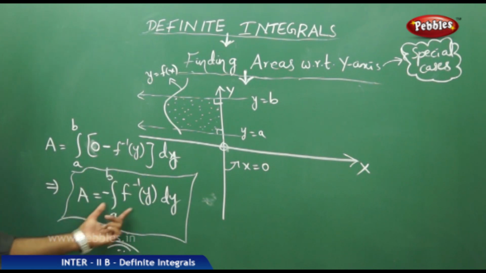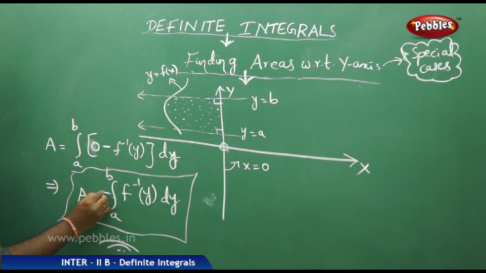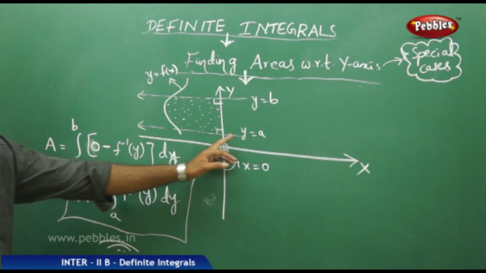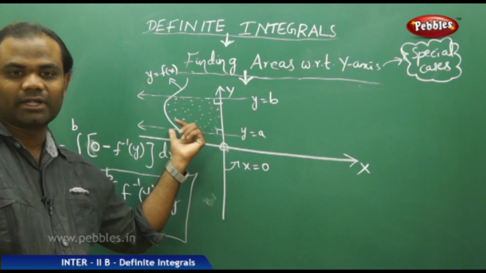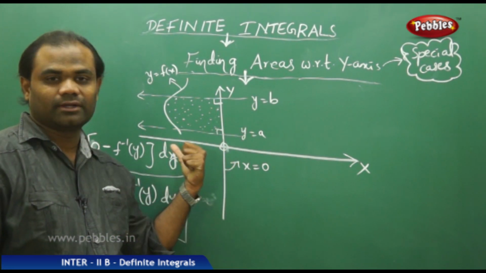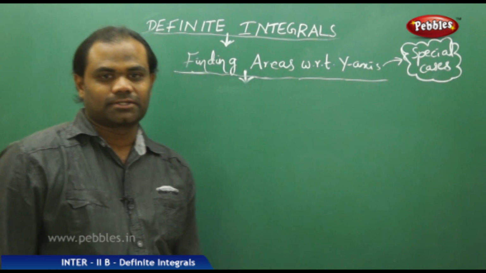That is how we get the area with a negative sign, because the curve is on the left side of the y-axis, the negative side of the x-axis.